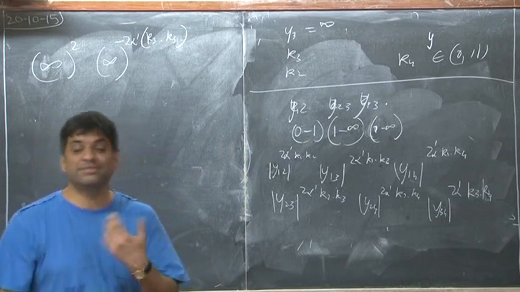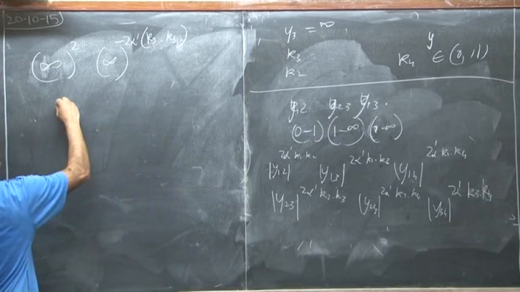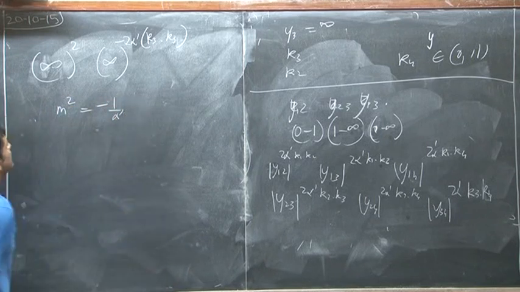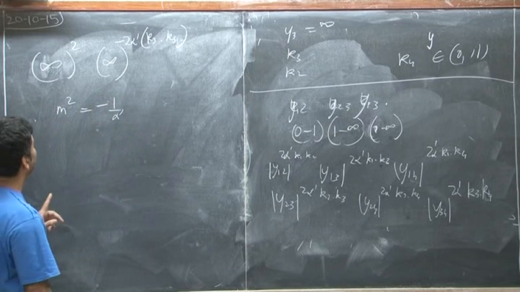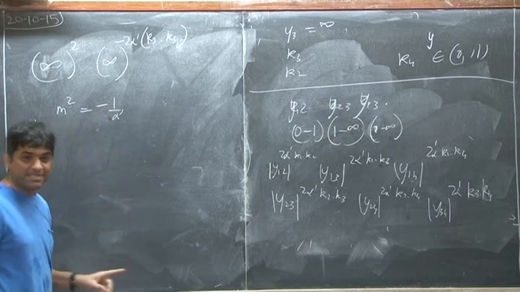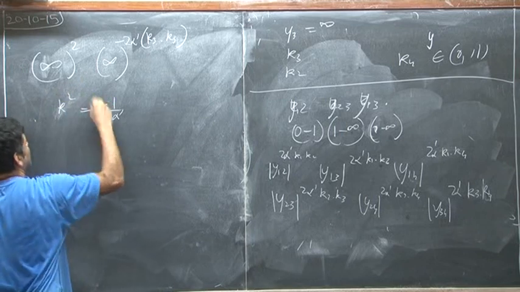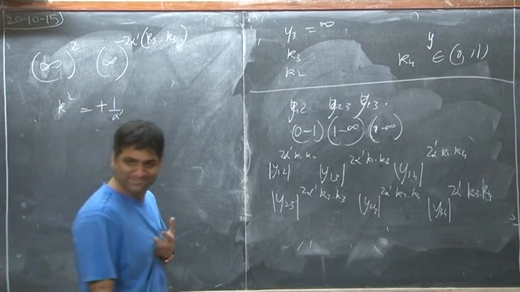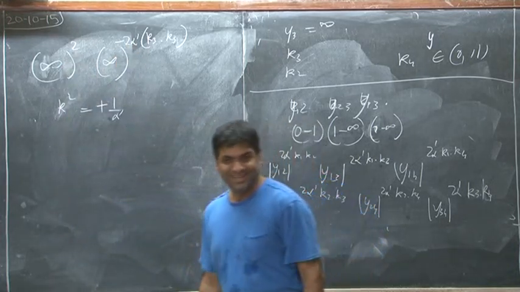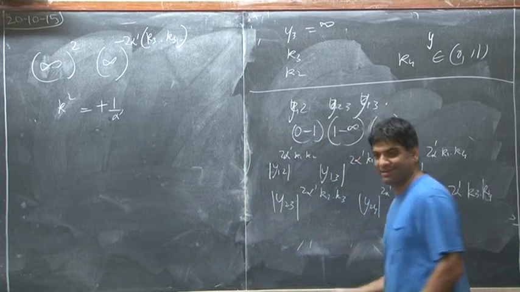So, what was the Mandelstam condition? Okay, the condition was that m squared was equal to minus 1 by alpha prime. But m squared is equal to minus k squared, so k squared is equal to 1 by alpha prime. Okay, and so this cancels this. So the infinities cancel.